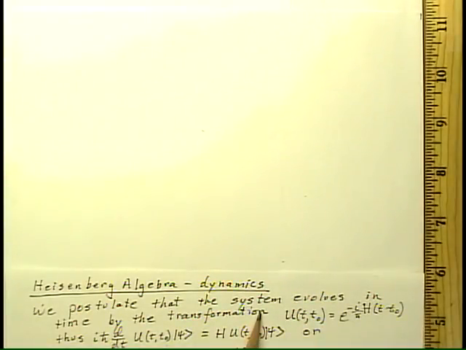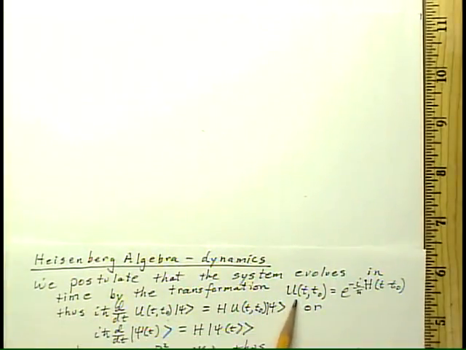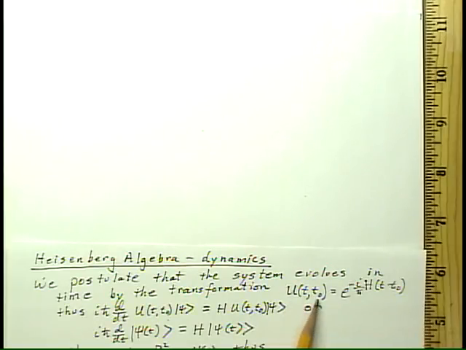We postulate that a system evolves in time by the transformation U from t naught to t. This operator will take us from t naught to the time t, and this operator is e to the minus i over h bar H times (t minus t naught). Immediately it's easy to verify that if we act with the differential operator i h bar d/dt on U times psi, then we get H times U times psi.